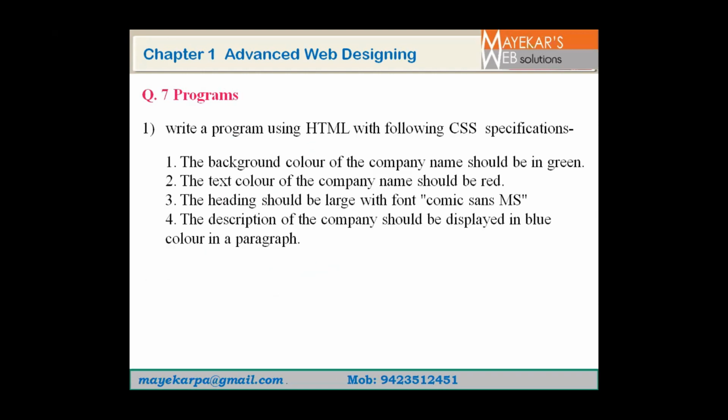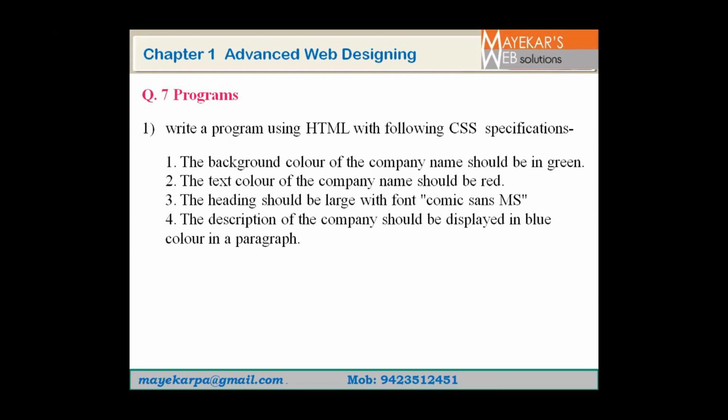Next, here we are going to study question number 7, that is the programs. The first sub-question says, write a program using HTML with the following CSS specification. Here you have to write an HTML program, but there are 4 specifications given. We will see the specifications one by one, and then we will start to write the program.